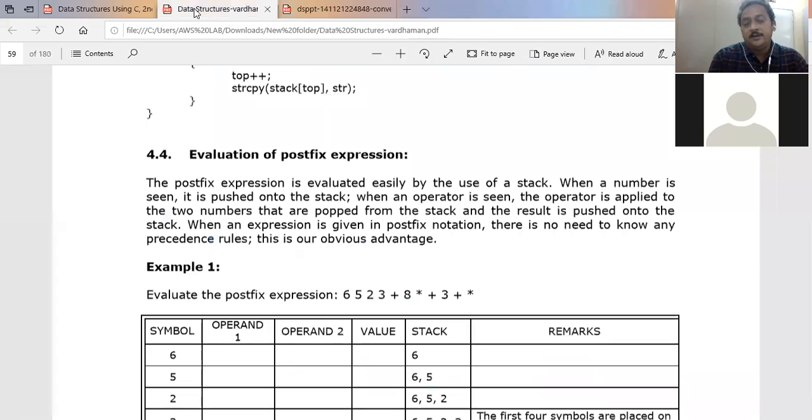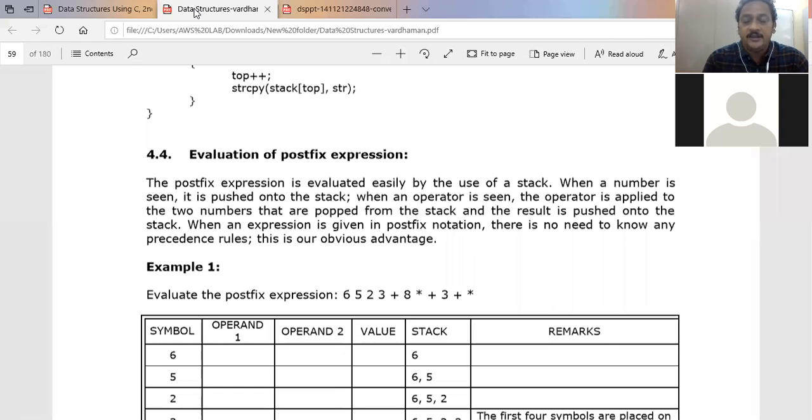Now we'll go back to the other topic. Hope all the conversion examples are understood by you. Manikanta? Yes. Are the examples which we practiced for the conversion of infix expression to postfix expression understood by you? Sandeep? Yes, sir.